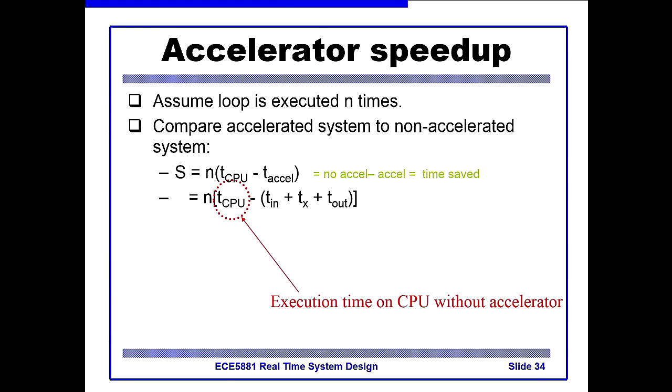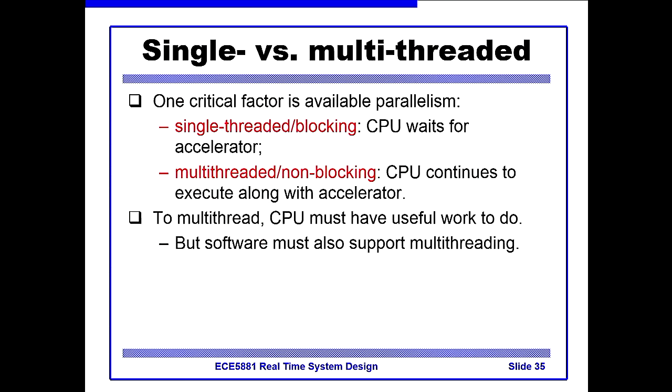So if we look at a loop system, so you have this n times the loop, you have to look at the acceleration across the loop. So if the loop is executing 90% of the execution time, then that's a big deal. So that has to be factored in.